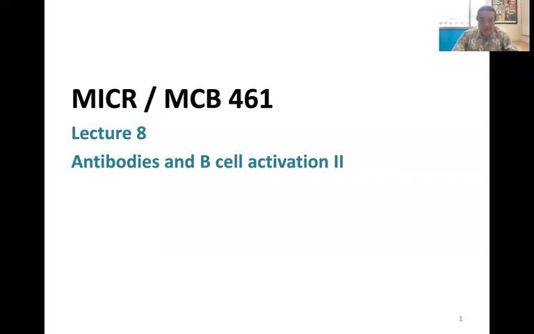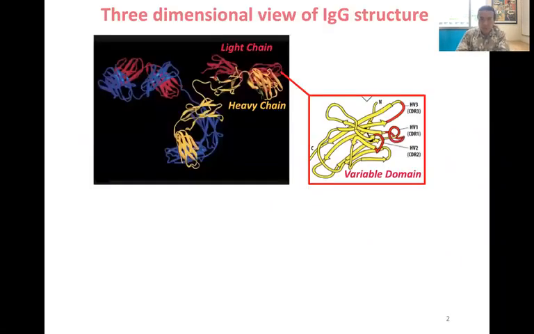Let's continue our discussion about antibodies and the B cells that make antibodies. We looked at this last time when we introduced the structure of an immunoglobulin. Remember, immunoglobulins are these special molecules, these proteins that are made by B cells.